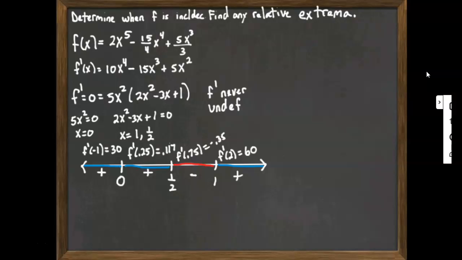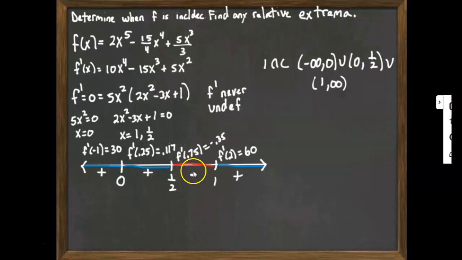Okay, and so at this point, we're ready to answer the question of when it's increasing and decreasing. So let's go ahead and do that and get that out of the way. So all those blue intervals, I'm going to write down as increasing. So that's from -infinity up to 0, but not including 0. And then from 0 on to 1/2. Skip over the 1/2 to 1 because that's red.